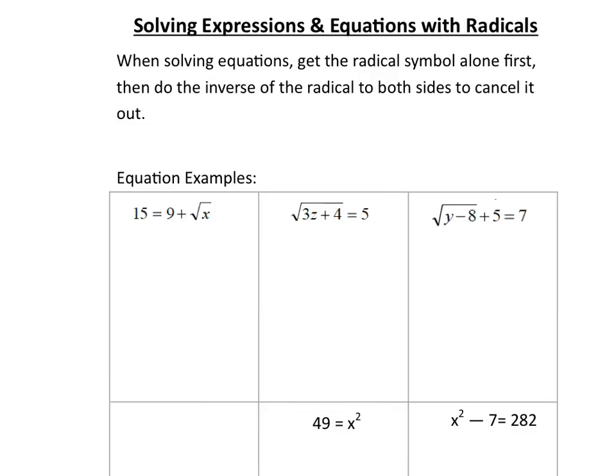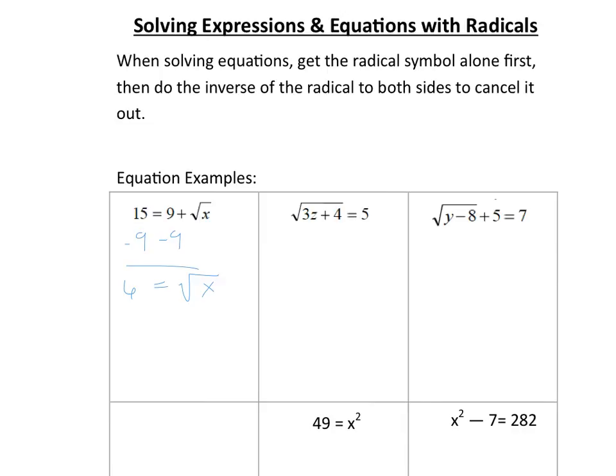Well, we have to do the inverse. We've got to get that zero pair. We've got to get the square root of x by itself. Since we have a positive 9, to make a zero pair, we take away 9 from both sides. 15 take away 9 is 6. It's going to equal the square root of x.